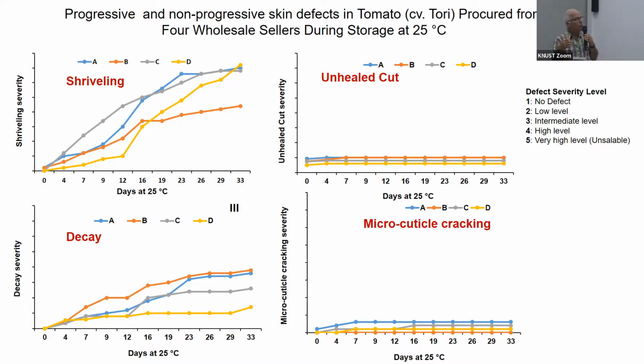Decay became significant, but it was not necessarily due to the disorders that he saw in the beginning, because he followed each fruit and it was numbered. He knew what was the initial disorder. He knew that the decay that developed was internal decay unrelated to those disorders.